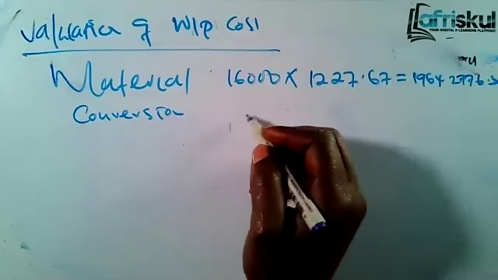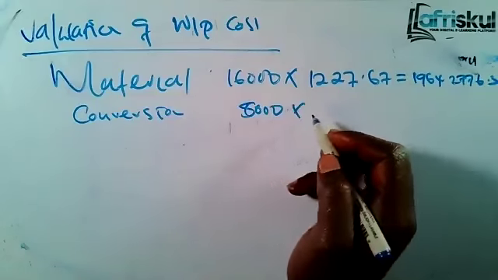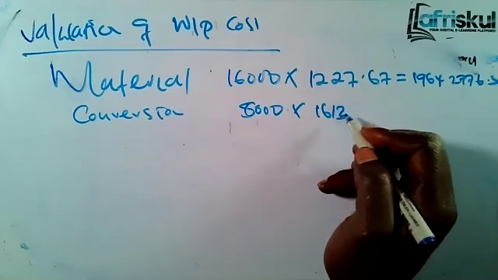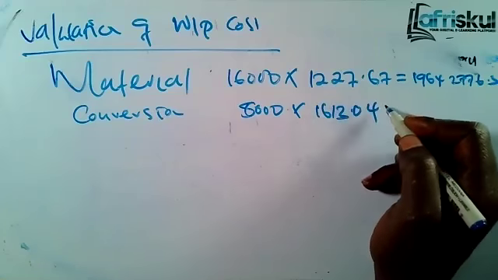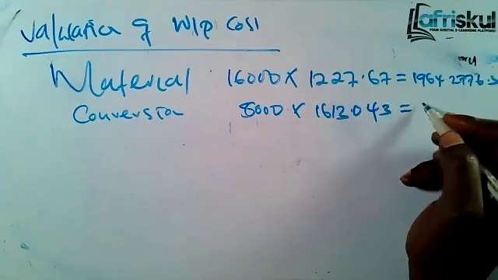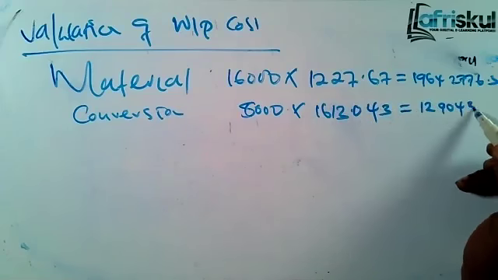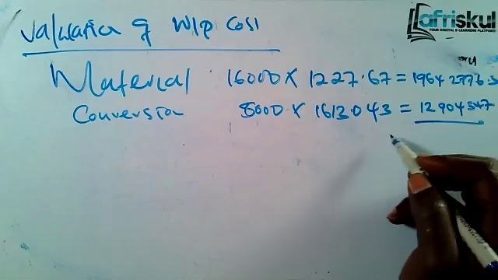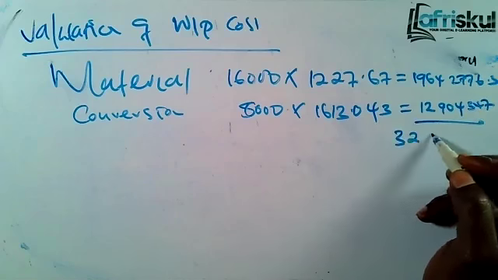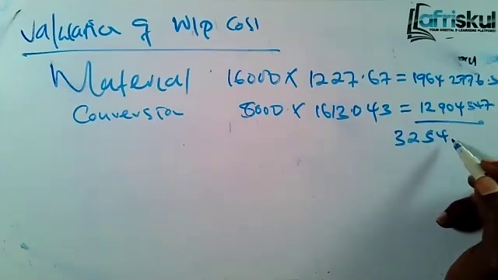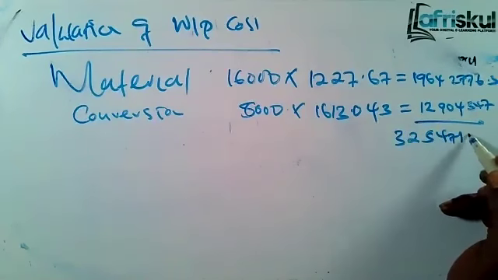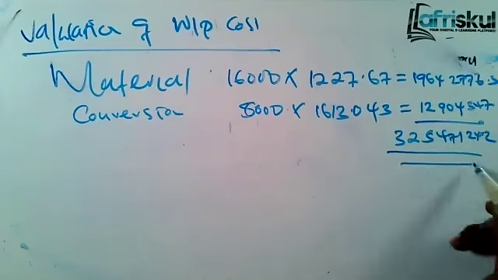Conversion, it is 8,000 times 1613.043, which is 4. So that is the end of the question. It's as simple as that. We don't want to waste more time.